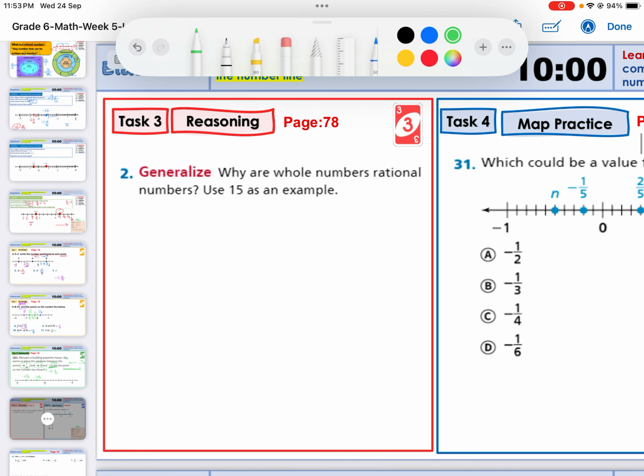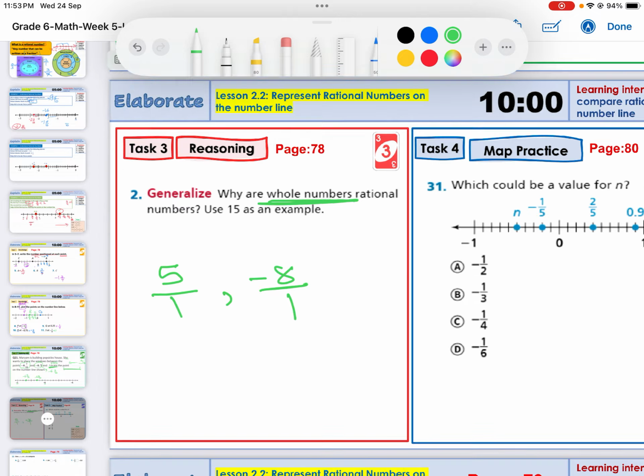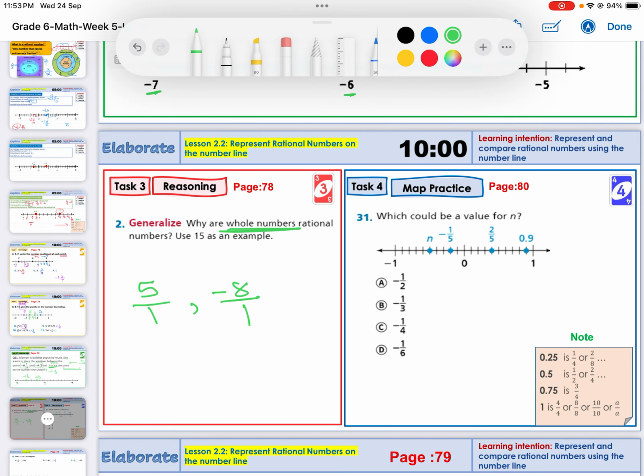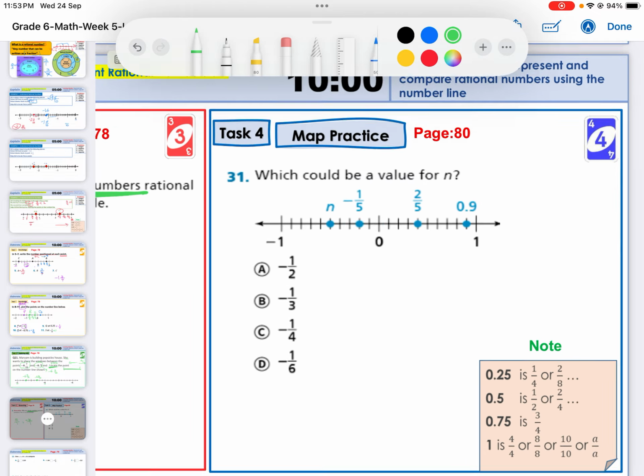So here they're asking why are whole numbers rational numbers? Basically because any whole number you can write as a fraction. For example, 5, you can write it as 5/1. Negative 8, you can write it as negative 8/1. So yeah, it may sound like a tough question, but it's actually not that difficult.